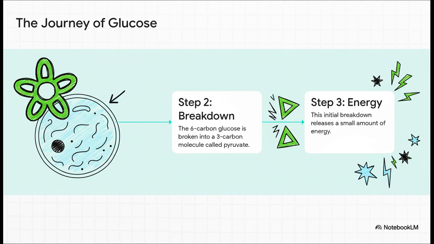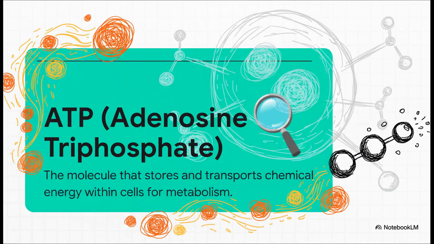First, this glucose enters the cell's cytoplasm. Then, this glucose molecule, which is a 6-carbon molecule, is broken down. It splits into a smaller 3-carbon molecule called pyruvate. This first step of the breakdown happens for every single glucose molecule, and it releases just a small bit of energy. Now, the energy that's released isn't just wasted.